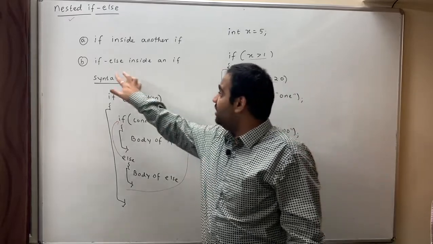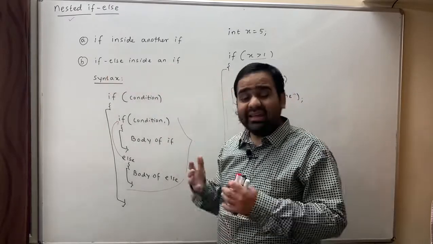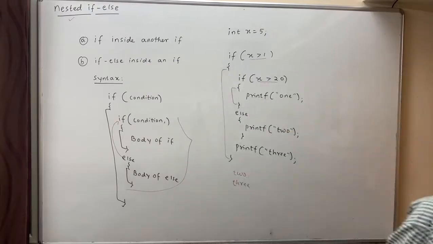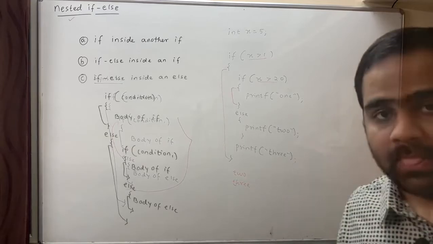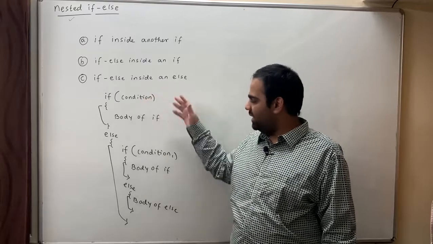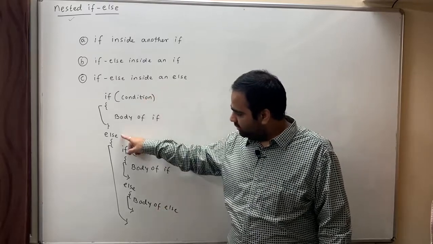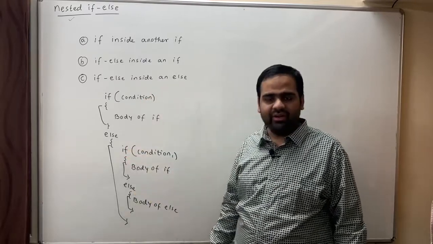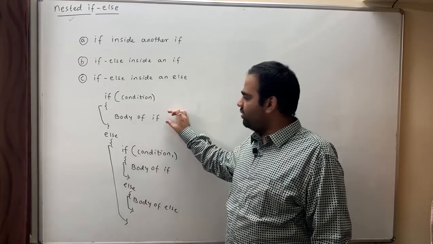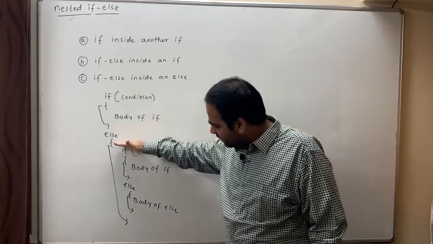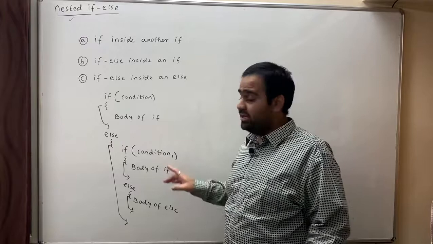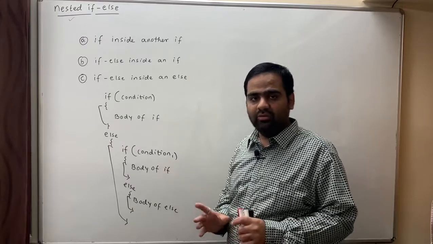Now, similarly, this if else might be inside an else, and let us see how that works. Let us see the third part of it. If else might be inside the body of else. This is the body of else, where we have if and else. Now, how does this work? If the condition is true, the body of if will get executed and the complete else block will be skipped. Even though condition 1 is true, the complete body of else will be skipped.